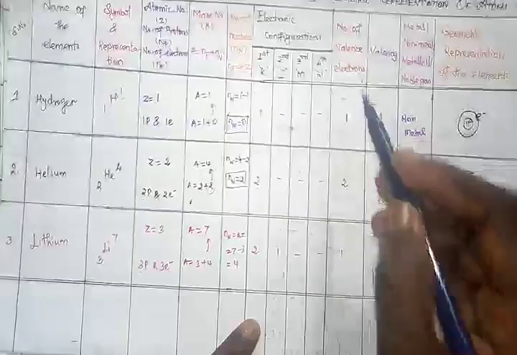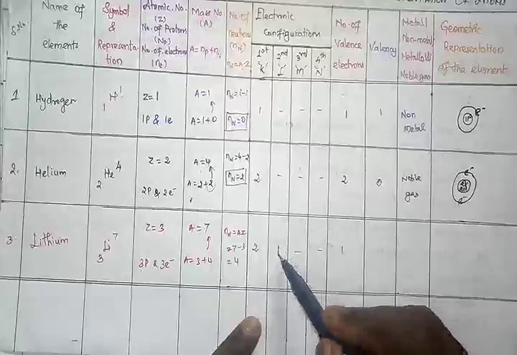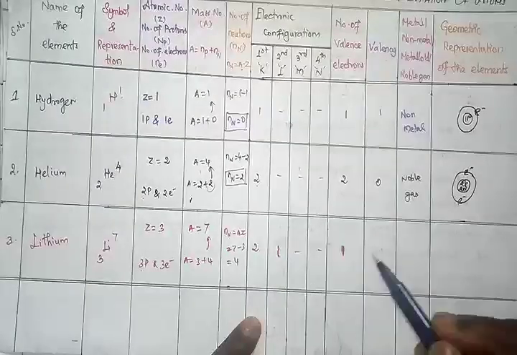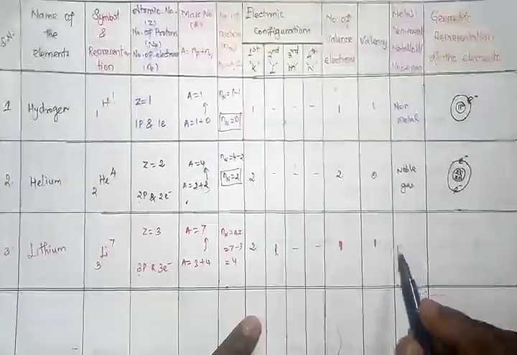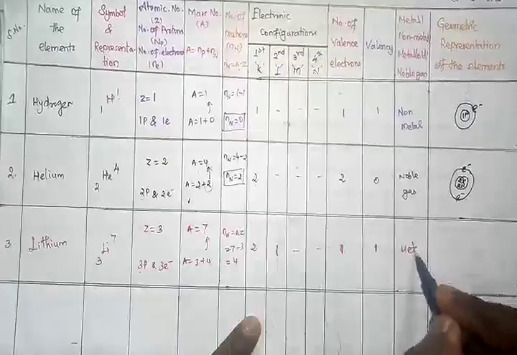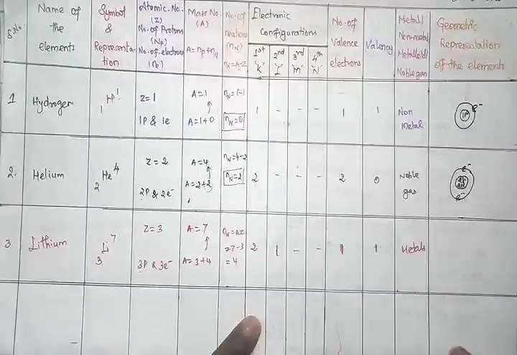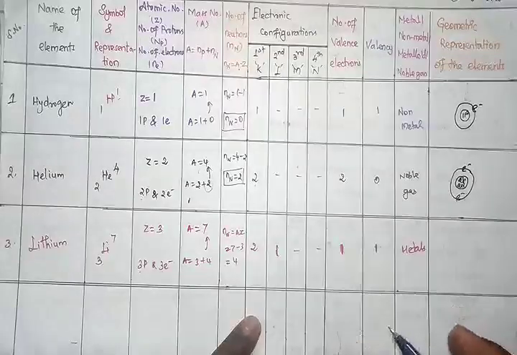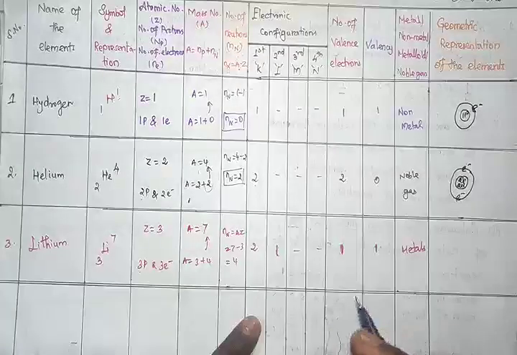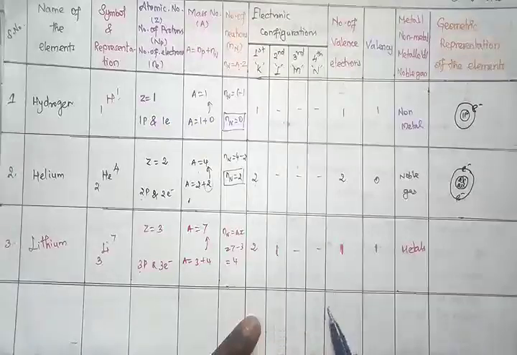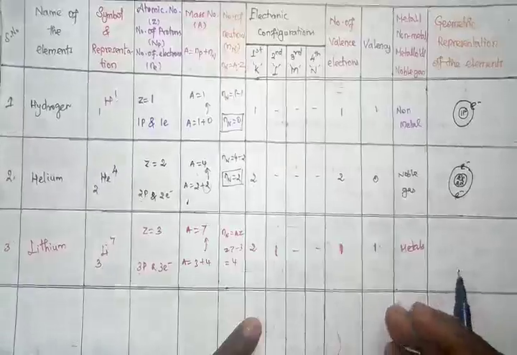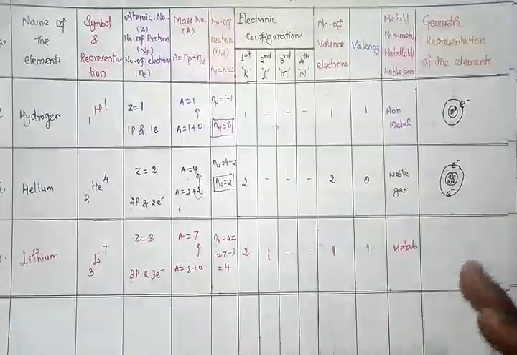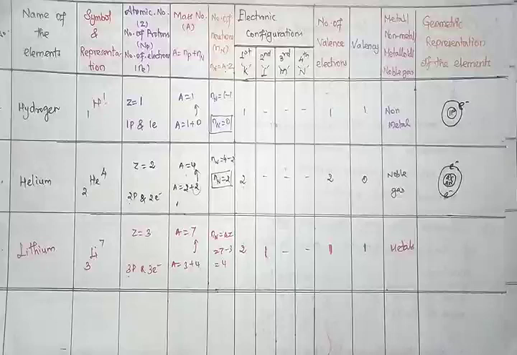The number of valence electrons: only 1 electron in the valence shell, that means the L shell, so the number is 1. For the valency, it loses only 1 electron, so the valency is 1. And it is a metal. I told you the elements which have 1, 2, 3 valence electrons are metals, and 4, 5, 6, 7 are non-metals. If we have 2 or 8, those are noble gases.